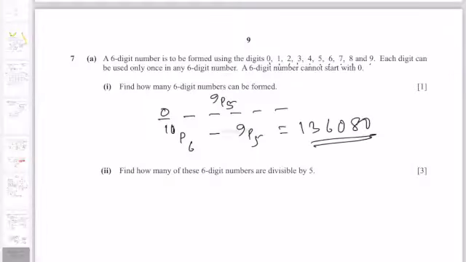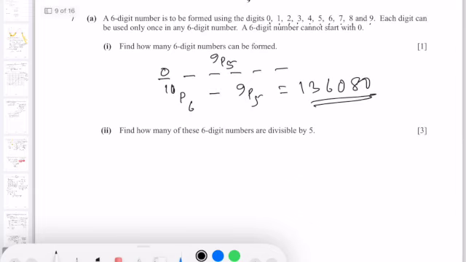Okay, why do I subtract 9P5? The main reason is that when you find 10P6, these are all 6-digit numbers, but if you start with 0, they become meaningless. So the numbers starting with 0 should be subtracted. So I subtracted 9P5, these are all the numbers starting with 0. Next: find how many 6-digit numbers are divisible by 5. Okay, there can be two options.